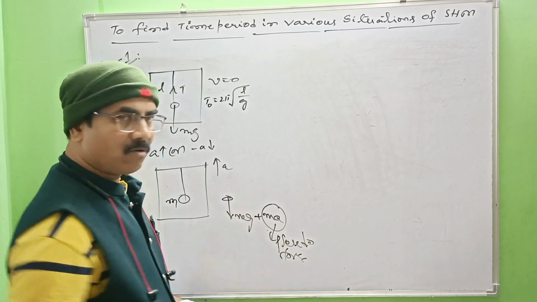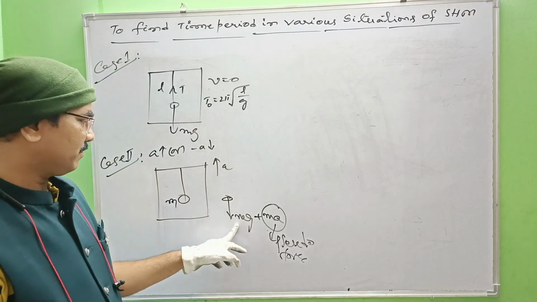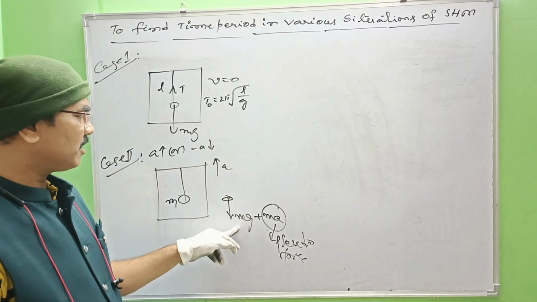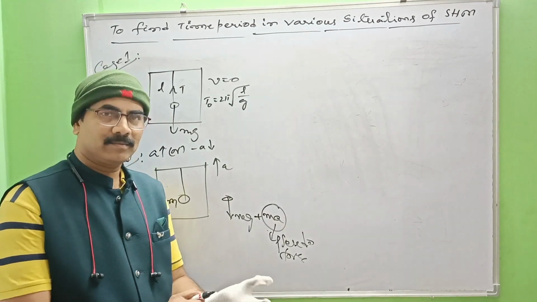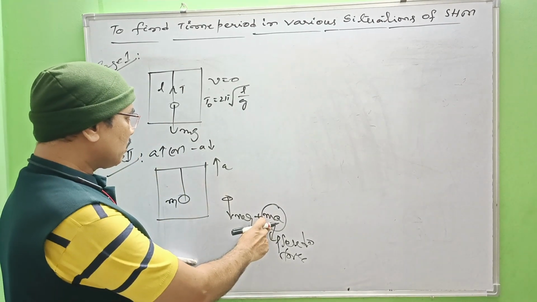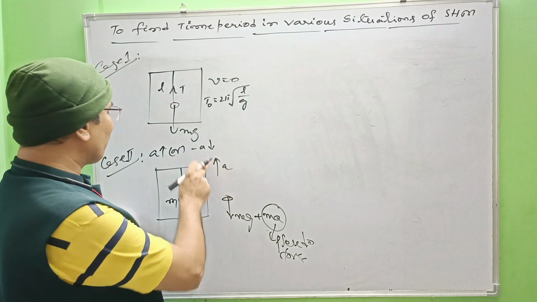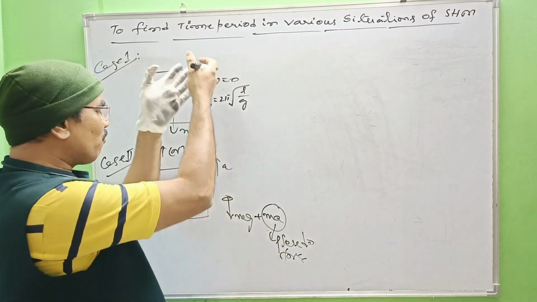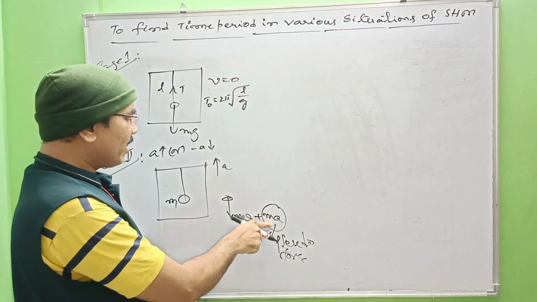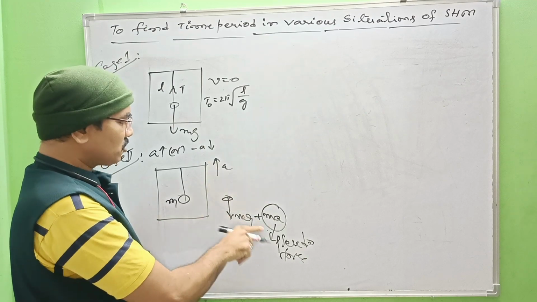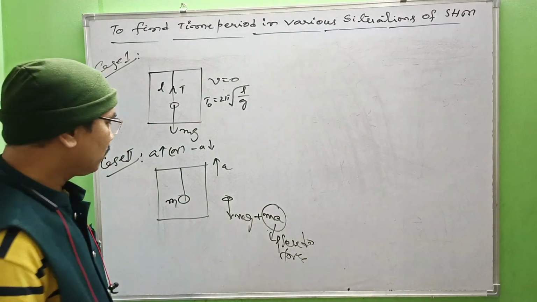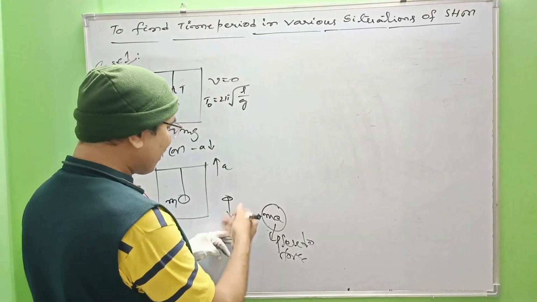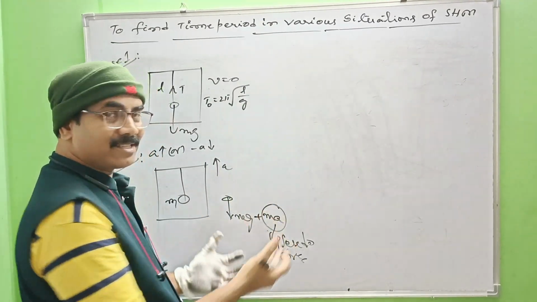apart from the real force. See here, what is the real force? Mg. What is the pseudo force? Fictitious force, that is ma. So it is to be taken opposite to the direction of acceleration of the frame, right? See, acceleration is upwards, therefore it is to be included downwards along with the real force. So mg plus ma, to get the resultant.